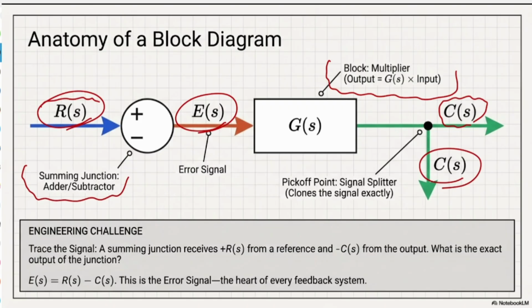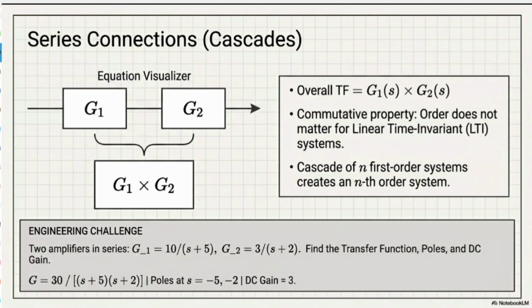For an engineering challenge, imagine that you're tracing a signal. A summing junction receives a positive R(s) from the reference, and we have a negative C(s) going to this junction. Why do we call it negative C(s)? Because it's going to be a subtractor, and my feedback obviously is going to be negative. So what is the exact output of the junction itself? It is very obvious that E(s) is going to be R(s) subtracted by C(s). Simple.